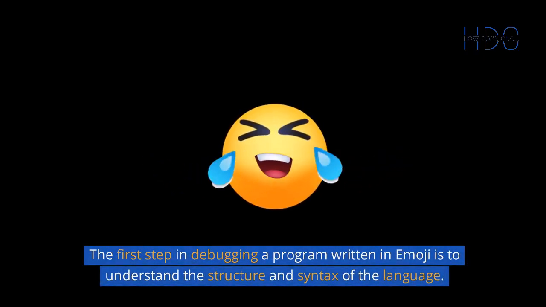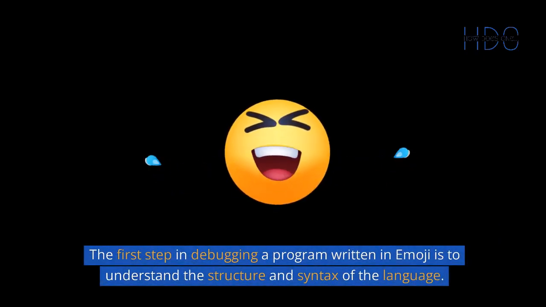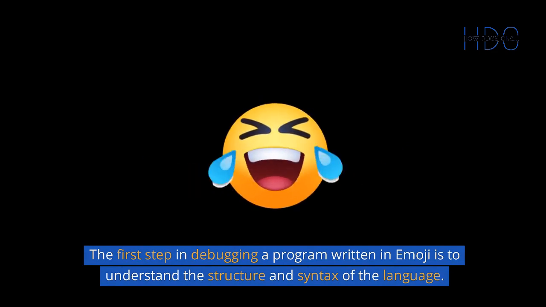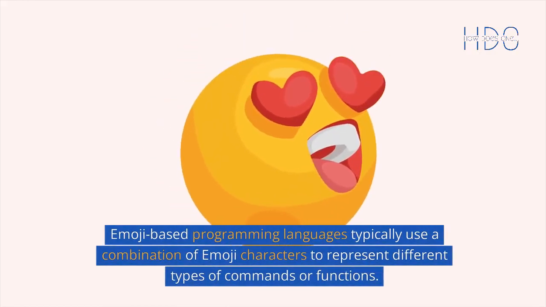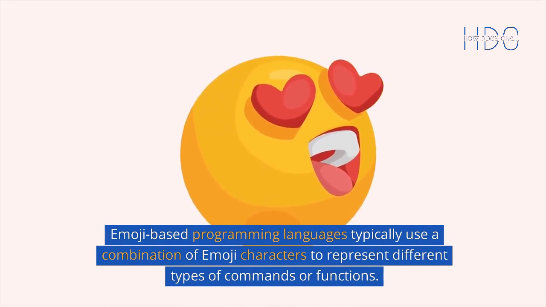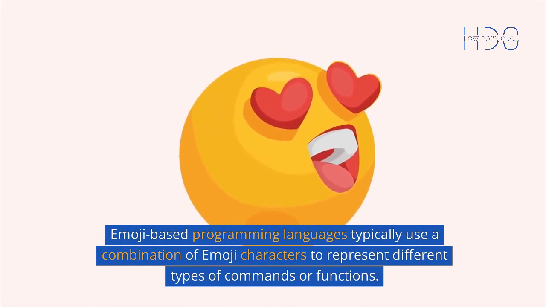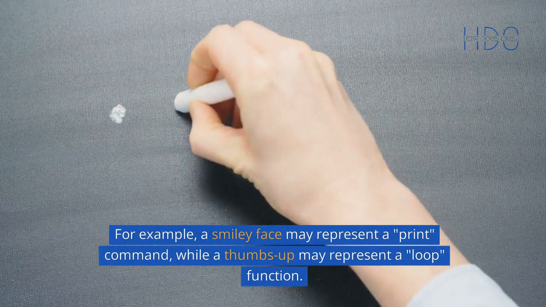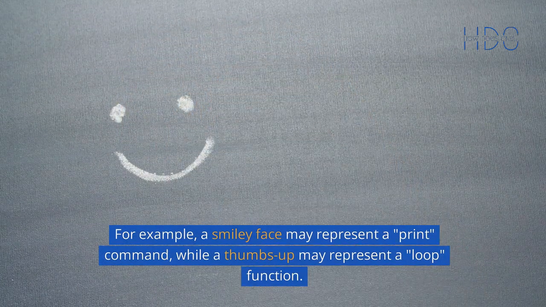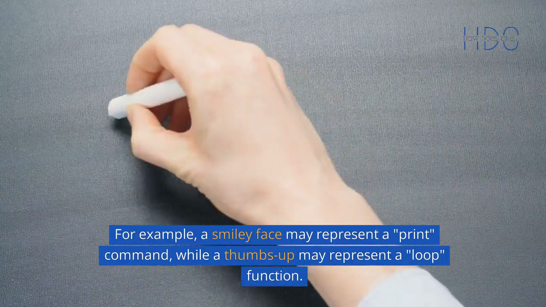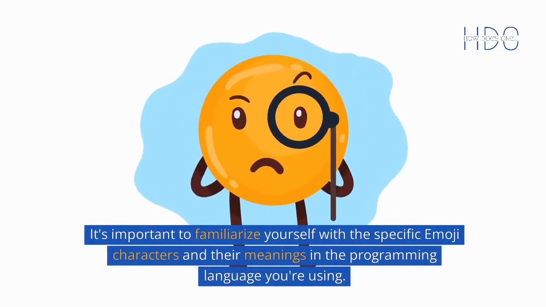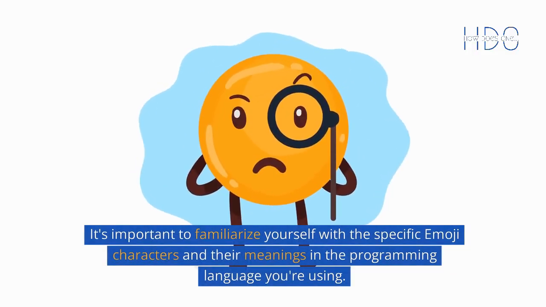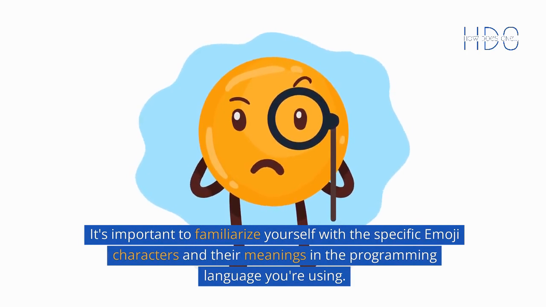The first step in debugging a program written in emoji is to understand the structure and syntax of the language. Emoji-based programming languages typically use a combination of emoji characters to represent different types of commands or functions. For example, a smiley face may represent a print command, while a thumbs up may represent a loop function. It's important to familiarize yourself with the specific emoji characters and their meanings in the programming language you're using.